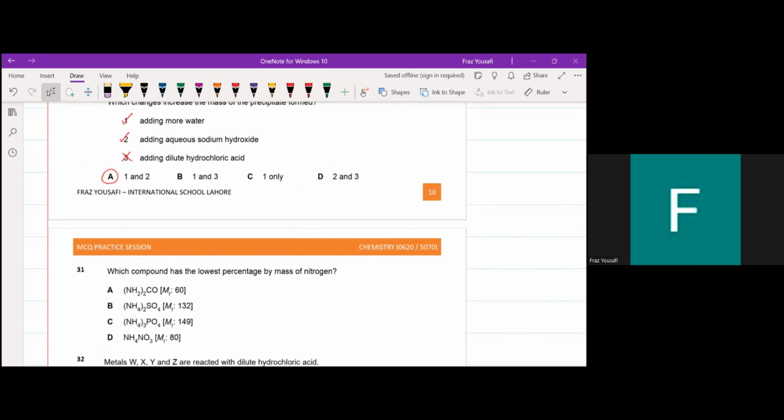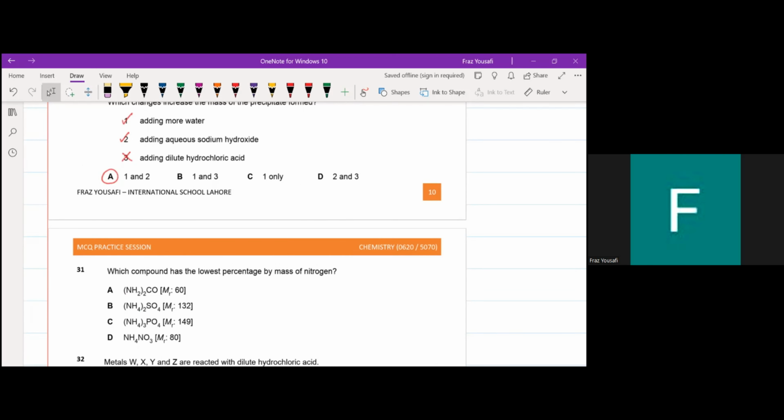31. Which compound has the lowest percentage by mass of nitrogen? All right. How do we eliminate choices? Let's start there. All right. I would like for you to look at A, B, and D. You will note that every one of them has exactly the same number of nitrogen atoms present within the formula.